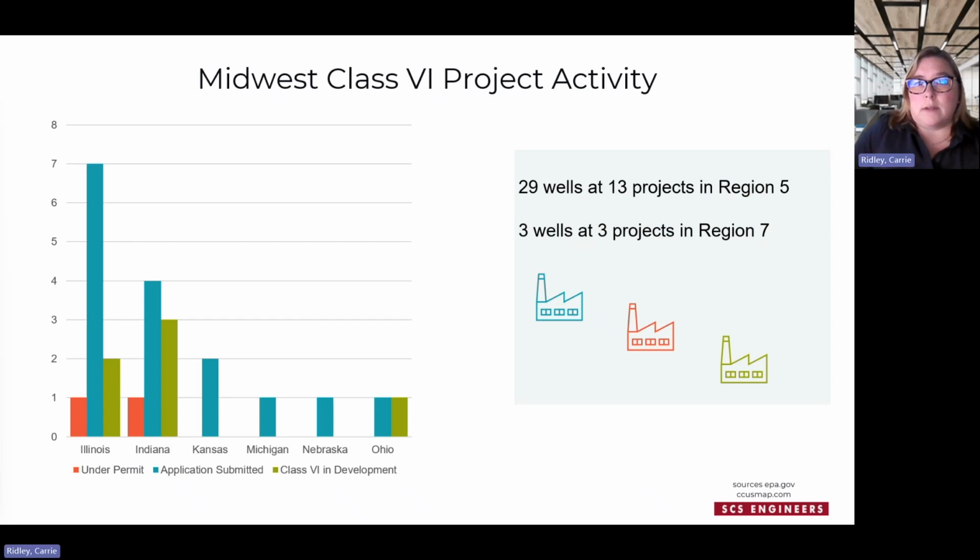In the Midwest, the Class 6 activity has been ramping up. Many projects are in the works within the Illinois basin, and Illinois and Indiana seem to dominate where projects are being designed at this point, and it's likely due to the larger sources in those areas and the favorable regulatory climate.